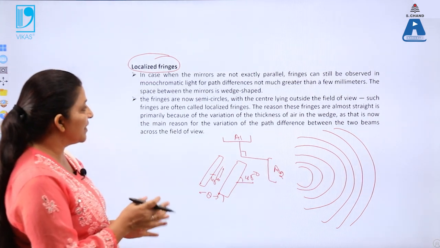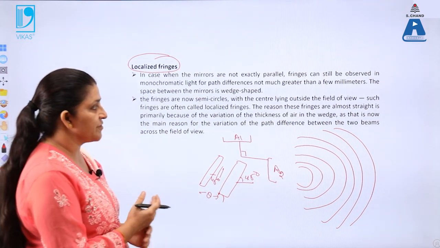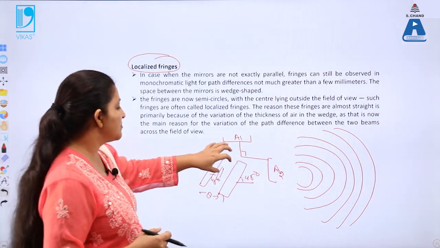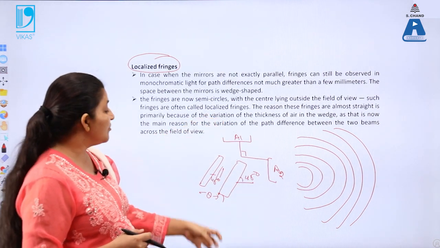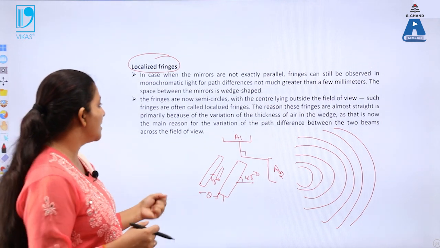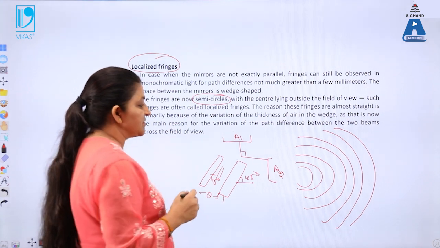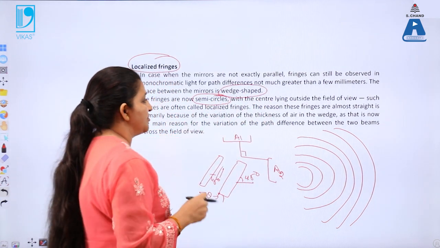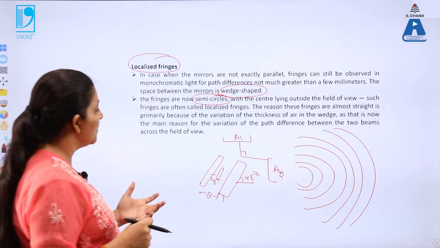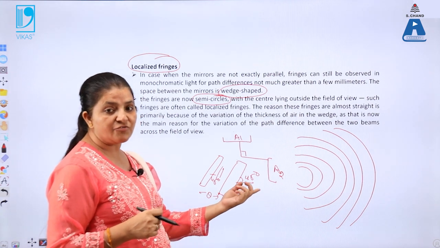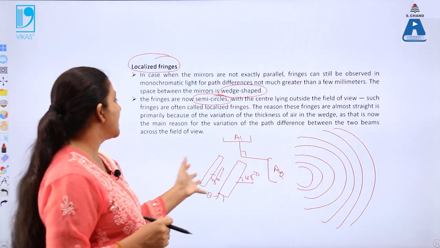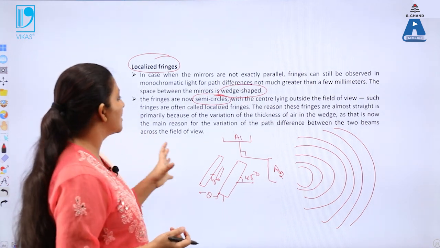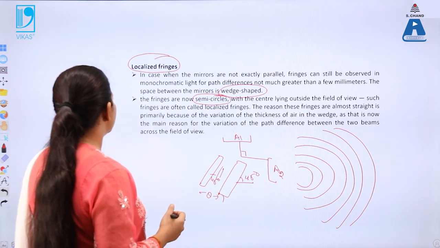That means when the mirrors are not placed exactly parallel to each other, the path difference is disturbed, because the path difference between the rays which are reflected back and reunite in the microscope is disturbed. In that case, semicircular fringes are formed, not proper circular fringes. Such fringes are called wedge-shaped fringes. The thickness of these fringes also varies, because as soon as you change the angle theta, the interference pattern keeps changing, so the thickness of the fringes keeps changing. Such fringes are called localized fringes.